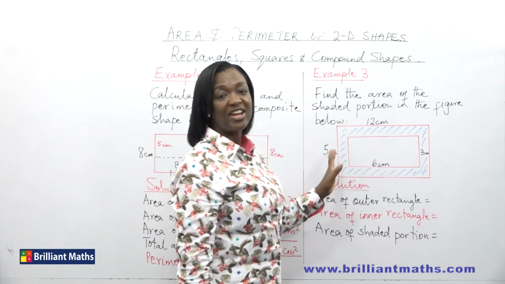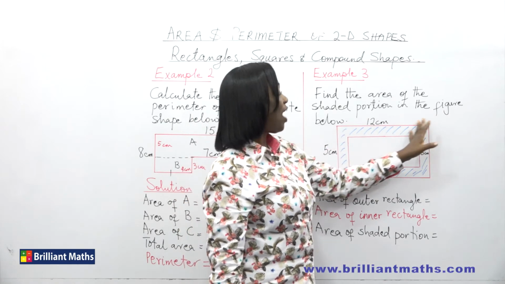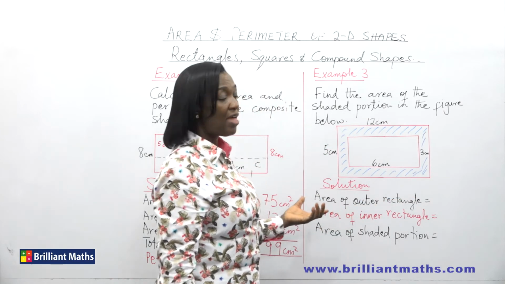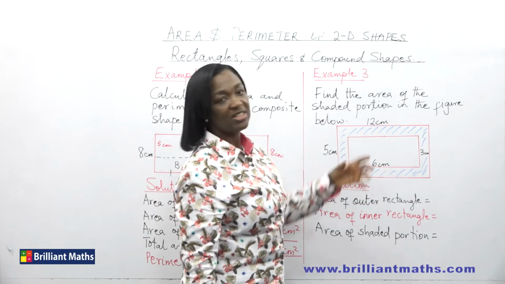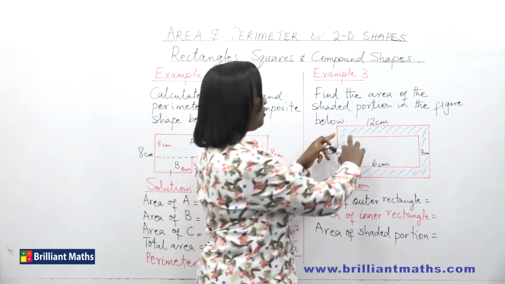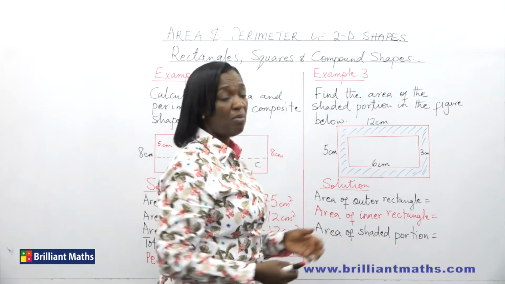So what to do is find the area of the outer rectangle, and then find the area of the inner rectangle, and then find the difference. The difference will be the area of the shaded portion.